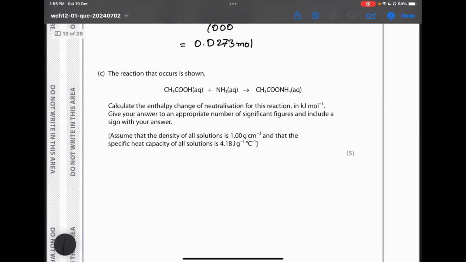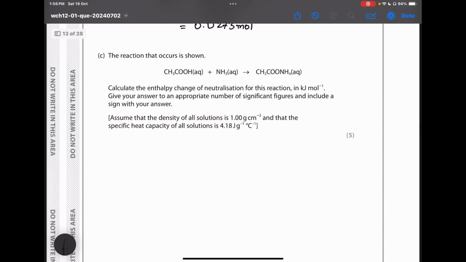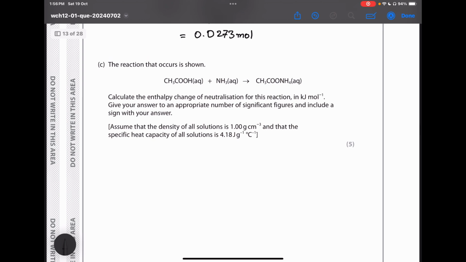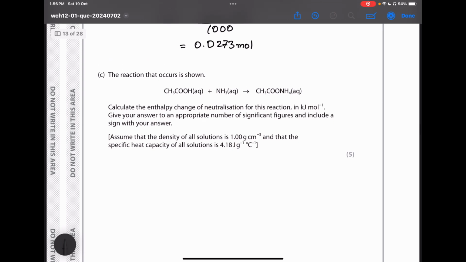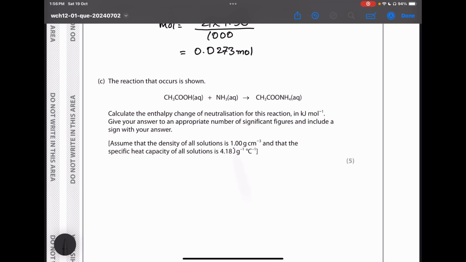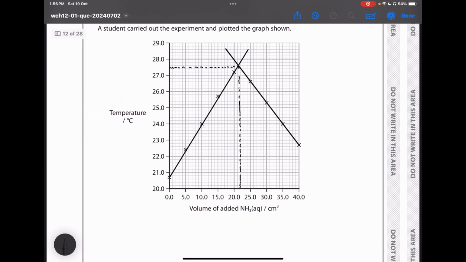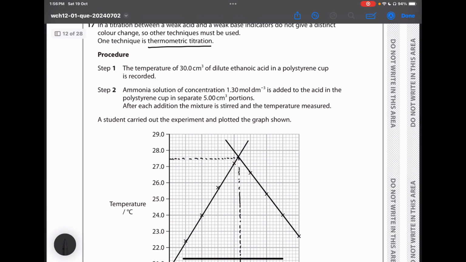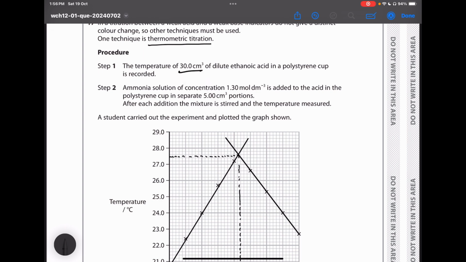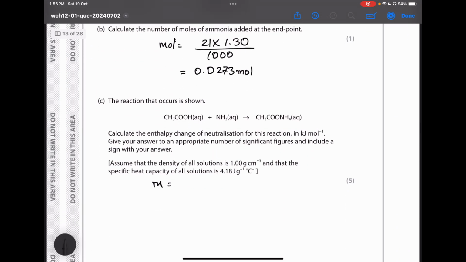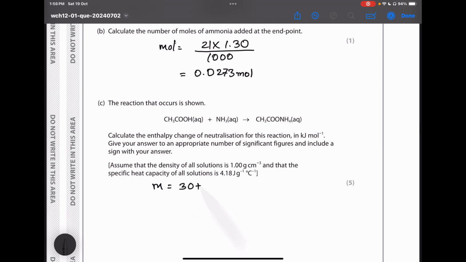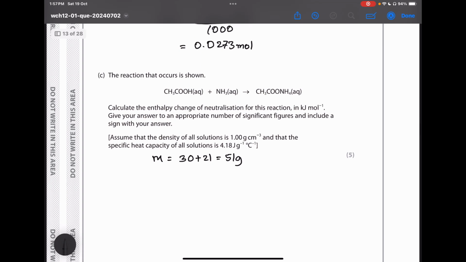This is the reaction that occurs. Calculate the enthalpy change of neutralization for this reaction in kilojoules per mole. Give your answer in an appropriate number of significant figures. So first of all, you see the density is already given as 1 gram per cm cube. We need to first find the mass. We have added 21 cm cube in 30 cm cube of ethanoic acid. So the total mass is going to be 30 plus 21, which is 51 gram. Since it is gram per cm cube, we can directly convert cm cube into gram.